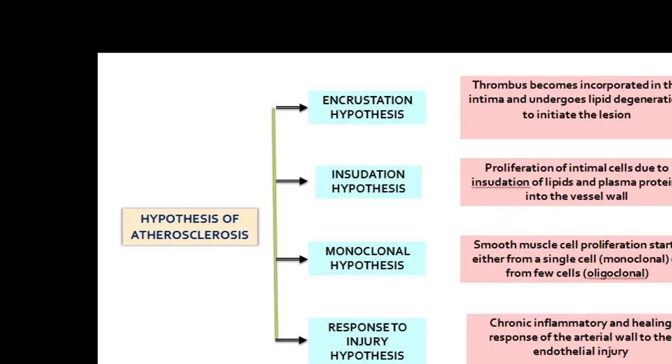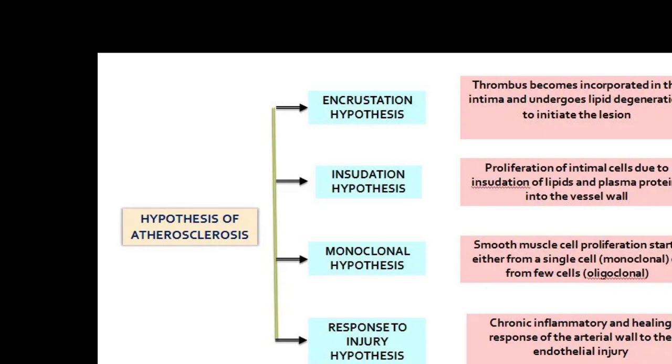The hypothesis of why atherosclerosis would occur, again, there are many hypotheses now, of different types, like the incrustation hypothesis, insulation hypothesis, monoclonal hypothesis, or response to injury hypothesis. But currently the most valid, the most accepted is the response to injury hypothesis. When there is an endothelial injury, that endothelial injury may trigger degenerative changes, and that is the most valid and most accepted hypothesis.